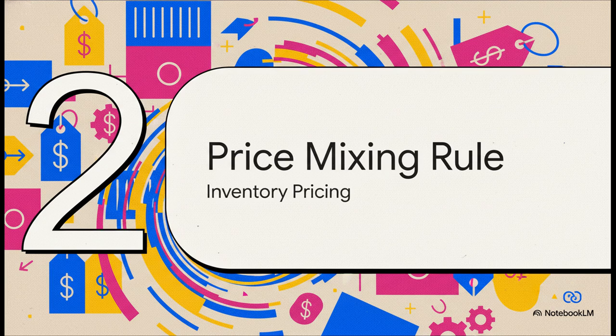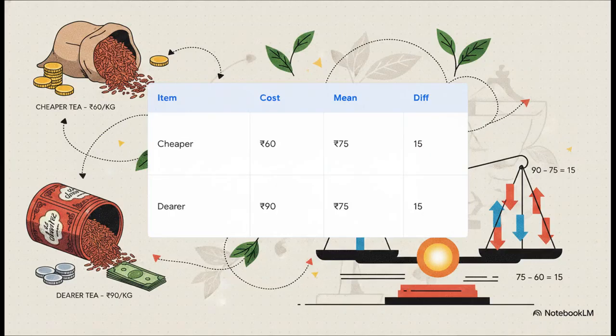Let's see how this all builds into standard inventory pricing scenarios. Okay, let's look at a really practical example straight from our source material. Imagine your operation mixes tea. You've got this cheaper inventory, let's call it C, costing 60 rupees per kilogram, and you have a dearer, more expensive inventory, D, costing 90 rupees a kilo. Now your target mean, the value you actually want that final blend to hit, is 75 rupees per kilo.